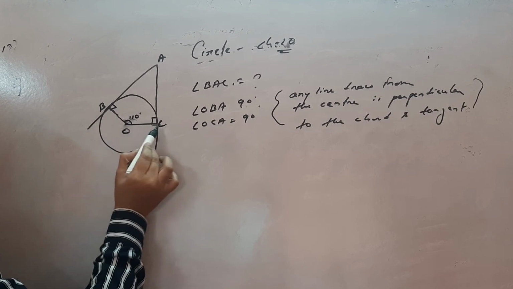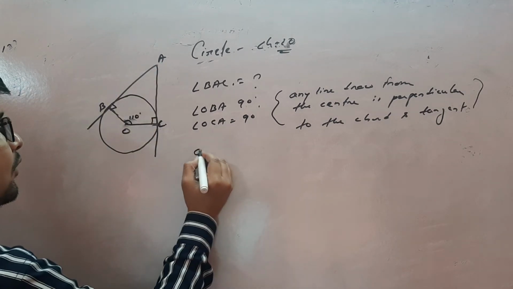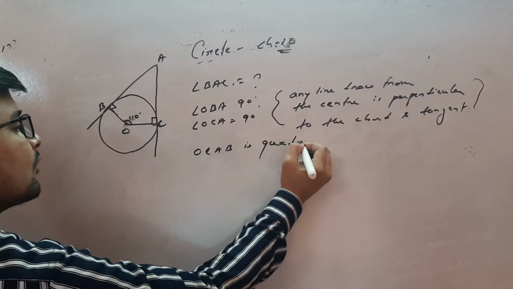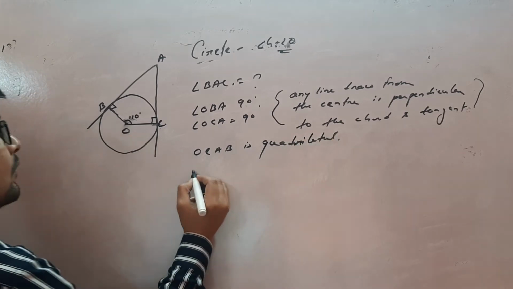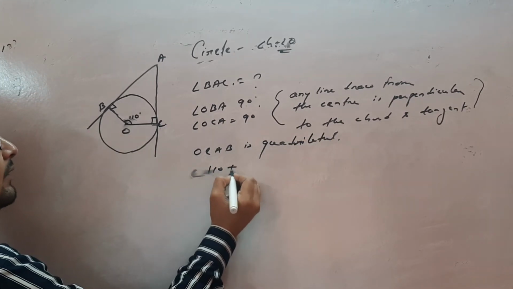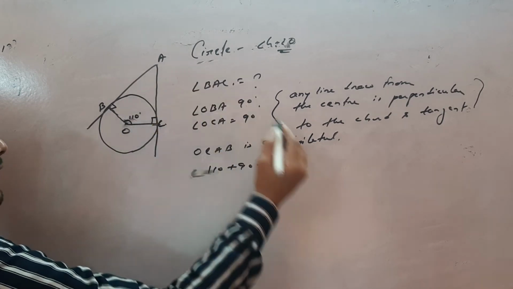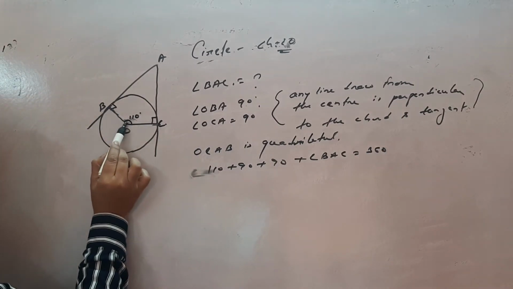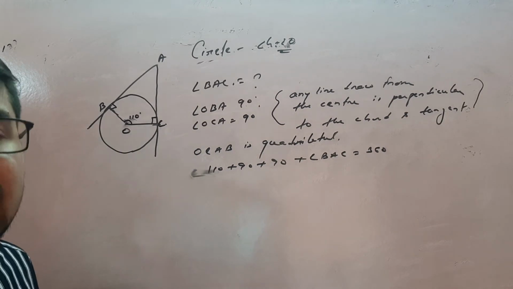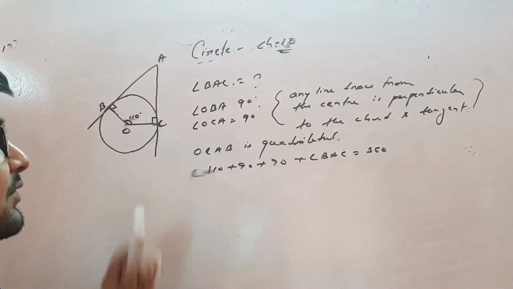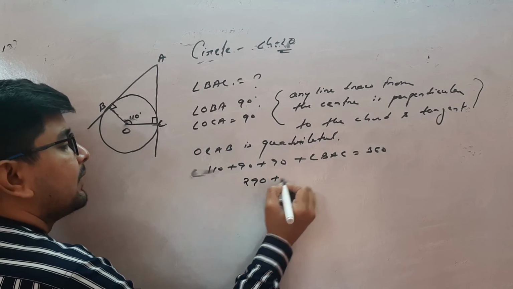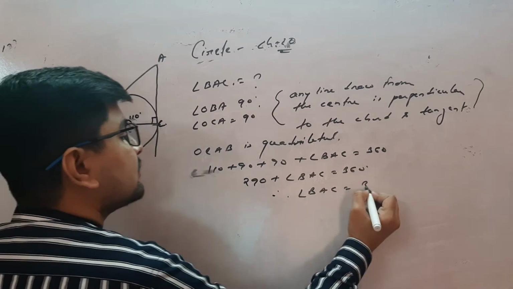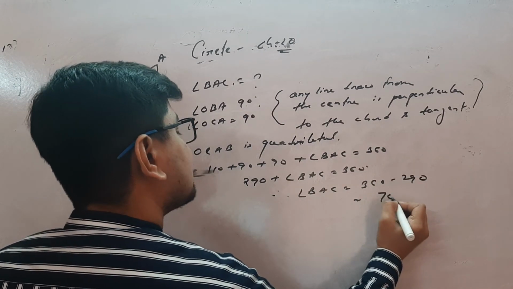For us, OCAB looks like a quadrilateral. OCAB is a quadrilateral. So angle O is 110, this is 90, this is 90, and angle BAC, and the sum equals 360. That means when you add this angle, this angle, this angle and this angle, we get 360, because we know that the sum of all interior angles of a quadrilateral is 360 degrees. So 290 plus angle BAC equals 360. Therefore, angle BAC equals 360 minus 290, which is 70.